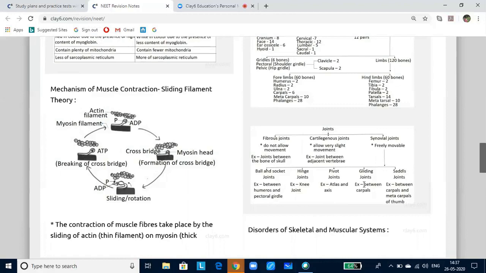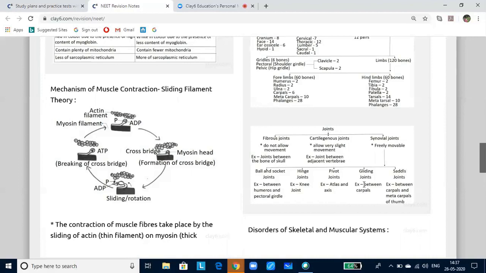Now let us look at cartilaginous joints. In these joints, there is a pad of fibrocartilage between two adjoining bones, which allows for very slight movements, and they are called symphysis. Examples are the joints between the pubic bones of the pelvic girdle and the joints between the vertebrae.